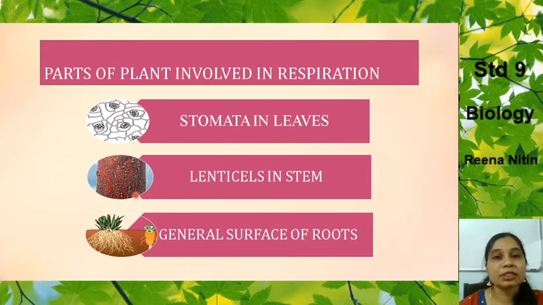Now we learn about the parts of the plant which are involved in the respiration process. Number one is the stomata, the small openings which you have always been learning about from your lower classes, and more are found on the undersurface of the leaf. So these are present in the leaves. Number two is the lenticels in the stem, small openings on the bark or trunk of the plant. And the third is the general surface of the roots. All the surface of these roots contain small openings, and these openings are the site for respiration, from where the oxygen can enter into the plant body.